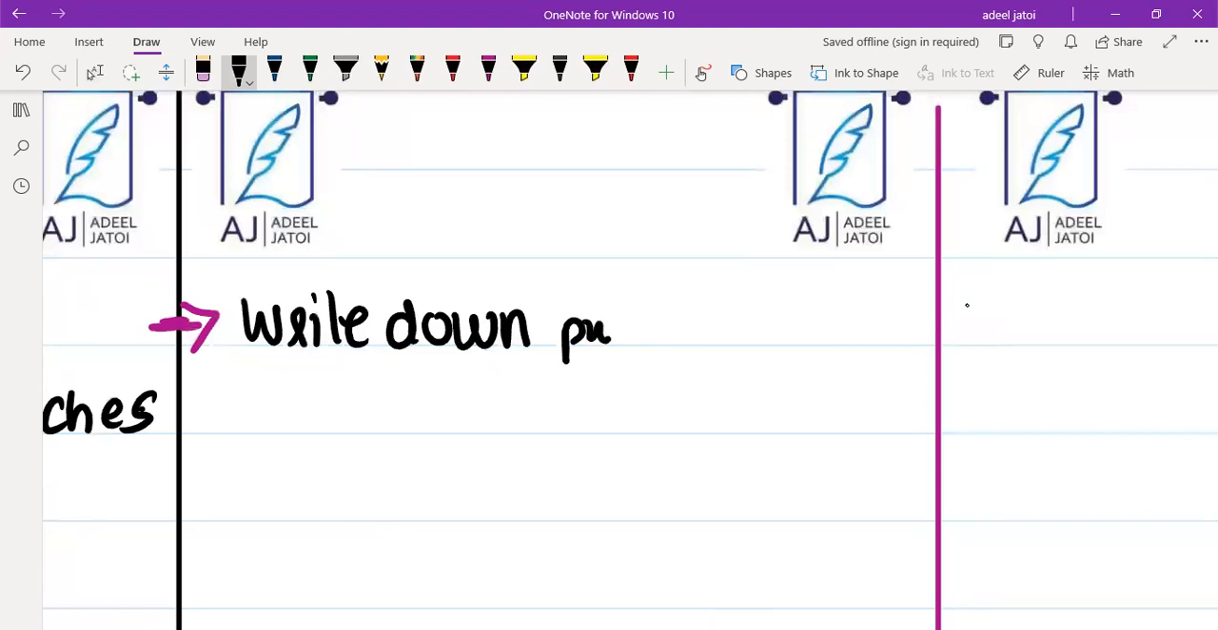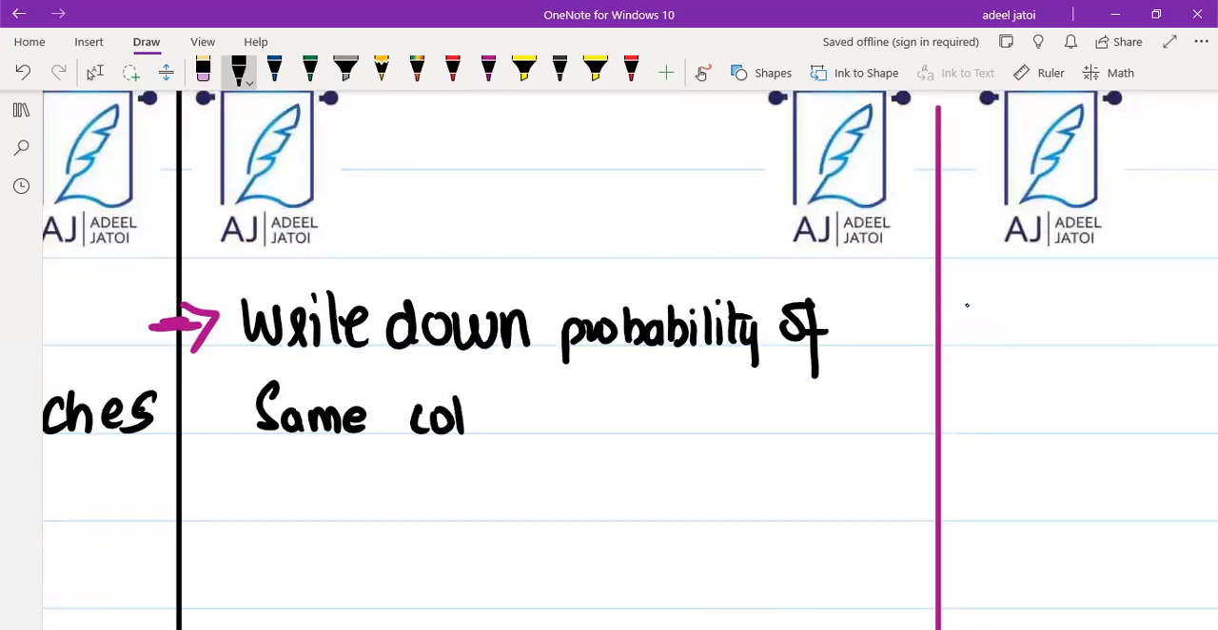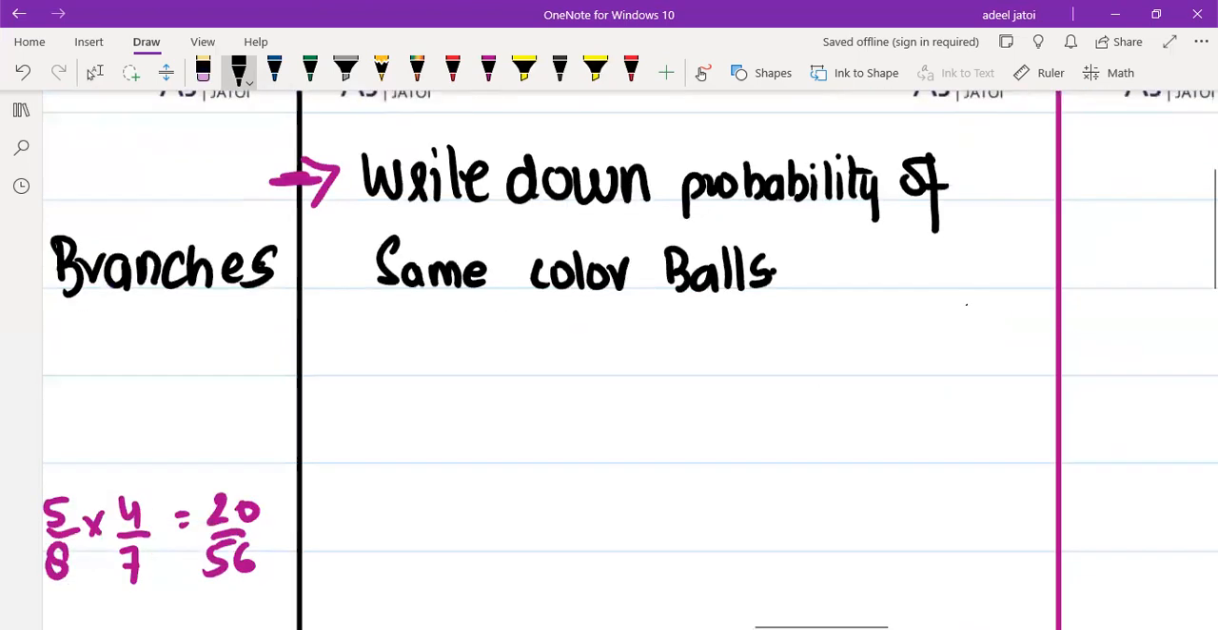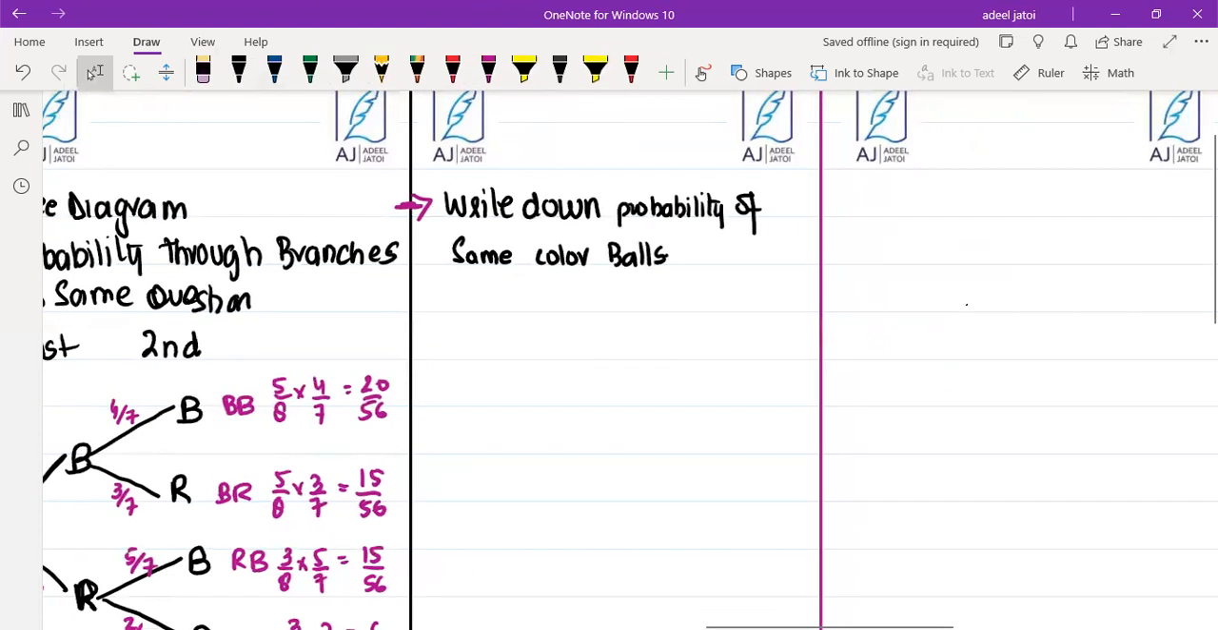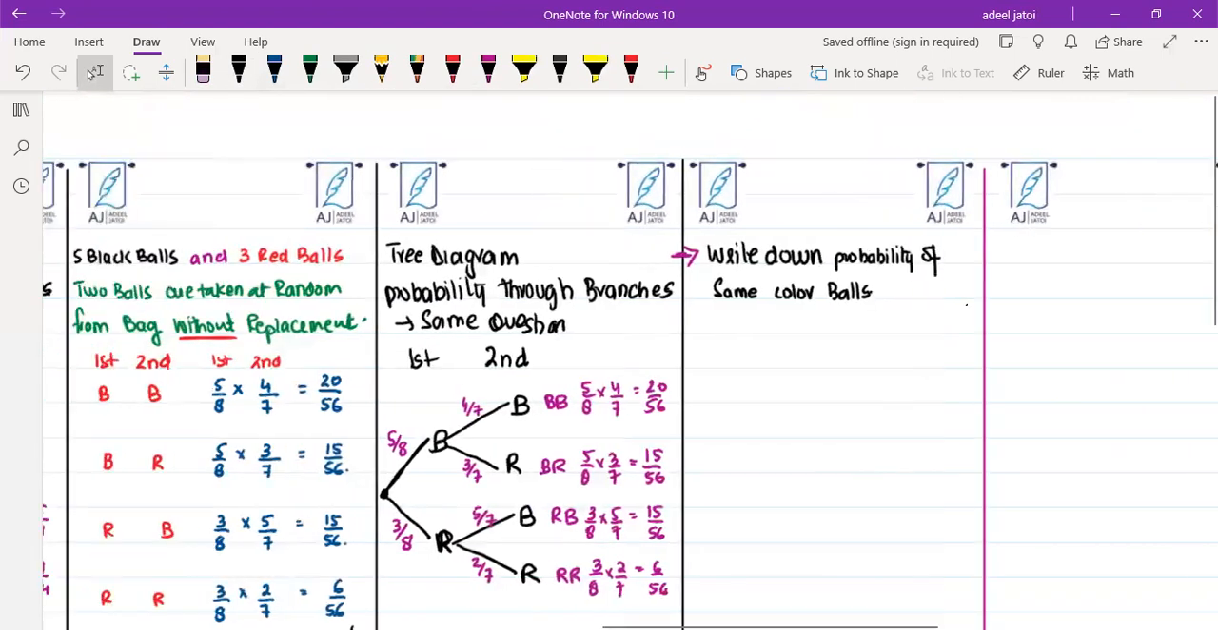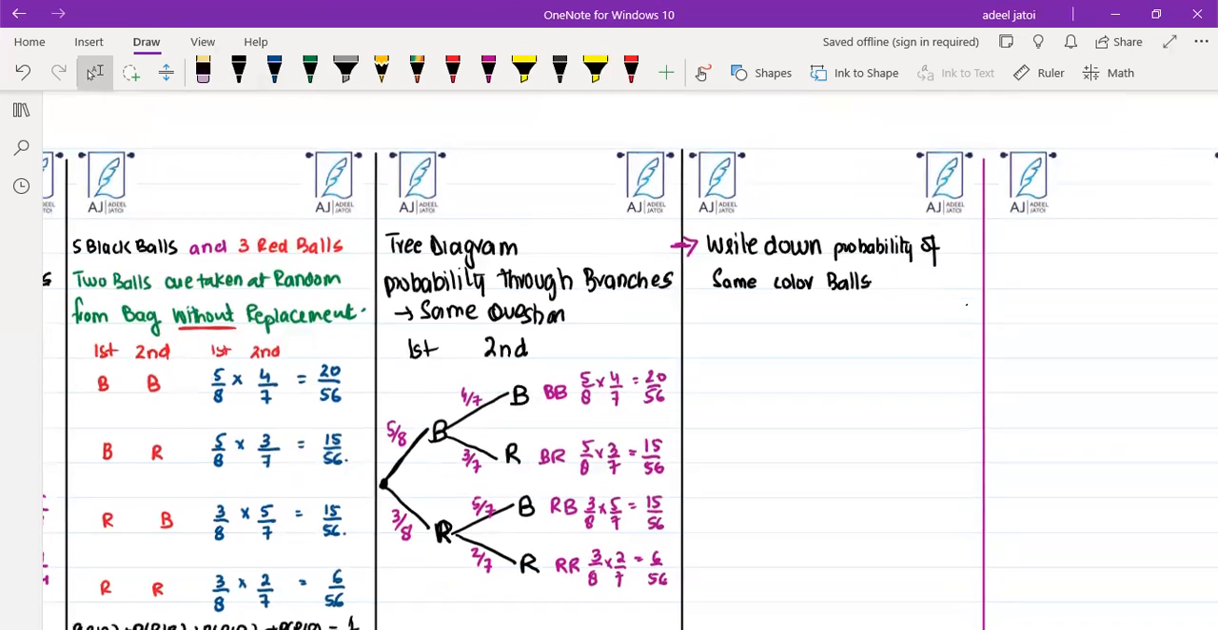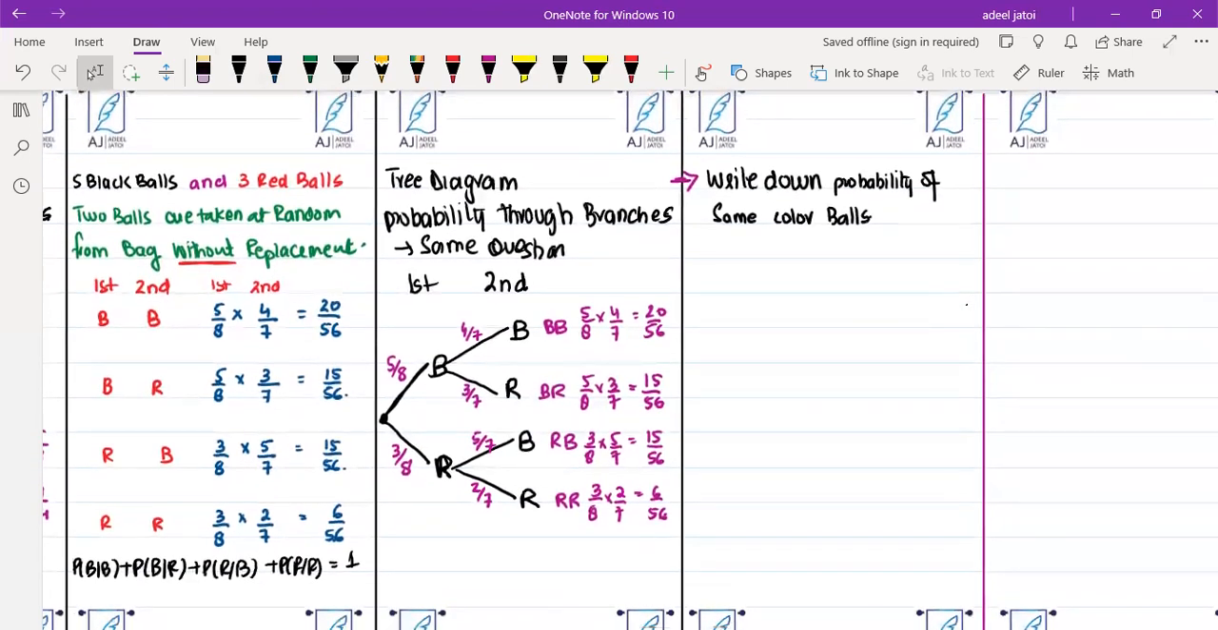the probability of same color balls. Now, since the question says that there are two balls to be taken out of the bag at random, and the question asks to write down the probability of same color balls, it really does not matter whether the question is without replacement or with replacement.